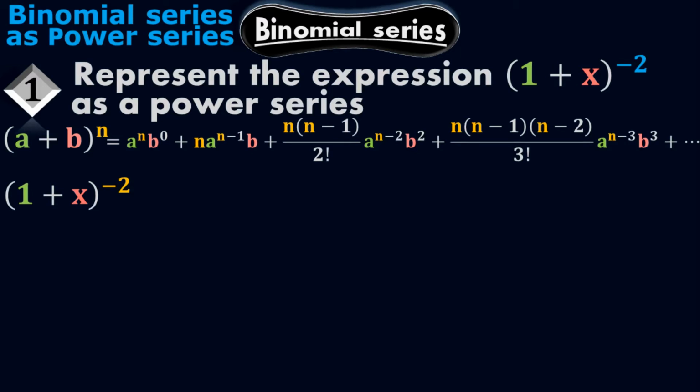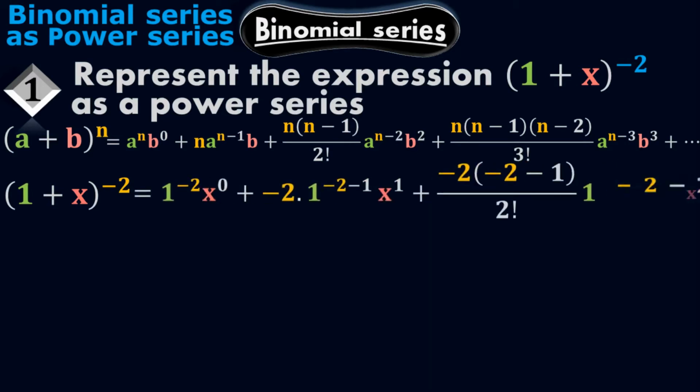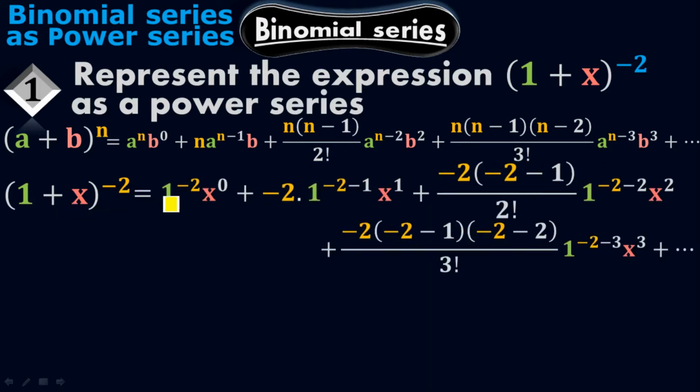According to the binomial theorem, I will have 1 plus x to the negative 2 equals 1 to the negative 2 times x to the 0, plus negative 2 times 1 to the negative 2 minus 1 times x to the 1, plus negative 2 into negative 2 minus 1 over 2 factorial times 1 to the negative 2 minus 2 times x to the 2, plus negative 2 into negative 2 minus 1 into negative 2 minus 2 over 3 factorial times 1 to the negative 2 minus 3 times x to the 3, plus infinity.